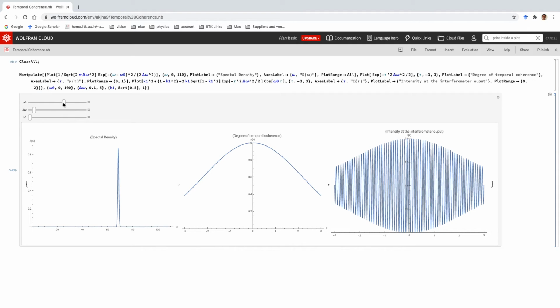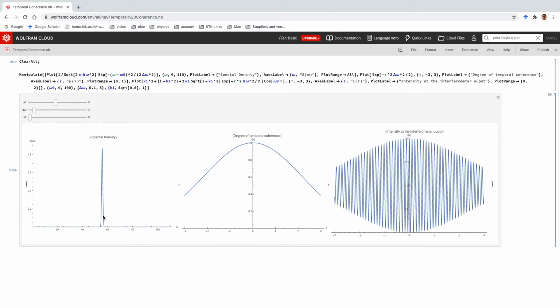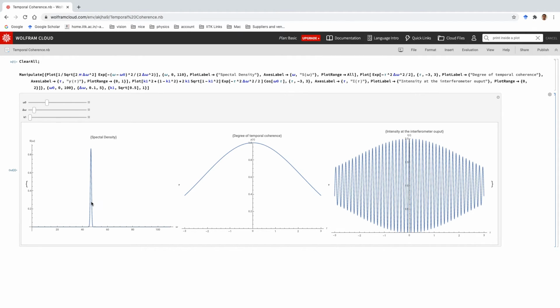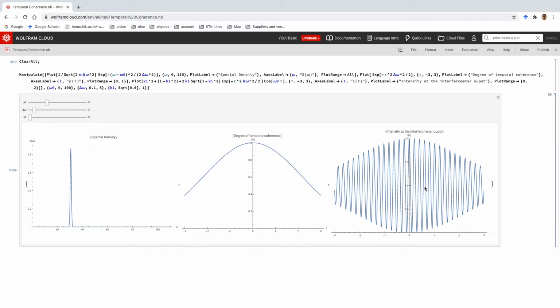And if we decrease omega naught, of course we have a spectral density that is centered at a different frequency, but since this is a smaller frequency now, we see the fringe period has become larger. So the mean frequency of the spectrum basically decides what will be the fringe period of the interference fringes that we will see at the output port of the interferometer. Okay, so let's keep it here.